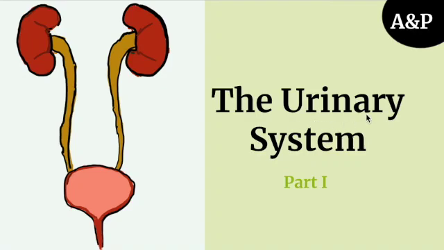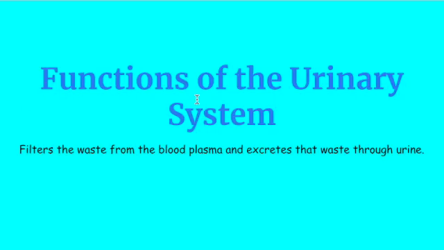Today we'll talk about the urinary system, specifically part 1. In part 1 we'll discuss the functions of the urinary system and the anatomy of the kidneys. So let's get started. What are the functions of the urinary system? Well, the urinary system filters waste from the blood plasma and excretes that waste through urine. Think of the urinary system as a filter of our body.